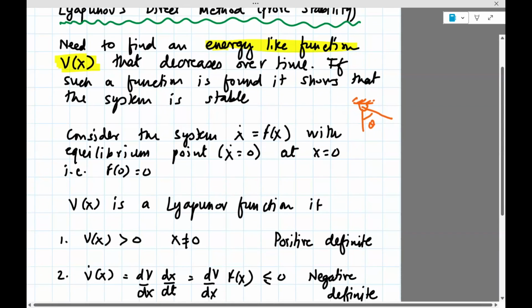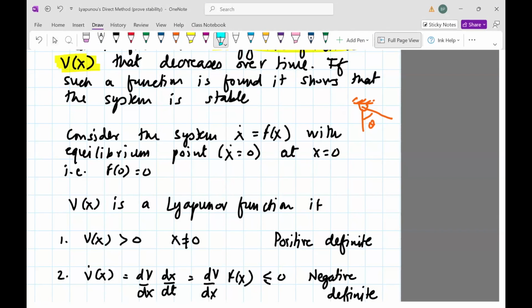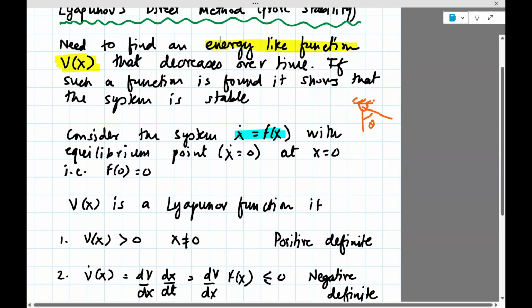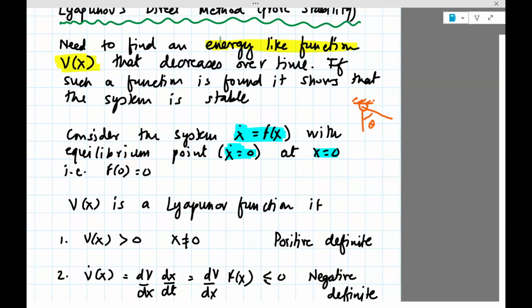Now here are some definitions. Consider the system x dot equals f of x. There is no control here. U is not there; U, or torque, is the control. With equilibrium position x dot equals 0. That is when the velocity, or rate of change of x, is 0. x could be position or velocity, so the rate of change of position, which is velocity, or rate of change of velocity, which is acceleration, is 0. At x equals 0, that means f of 0 is 0, right?